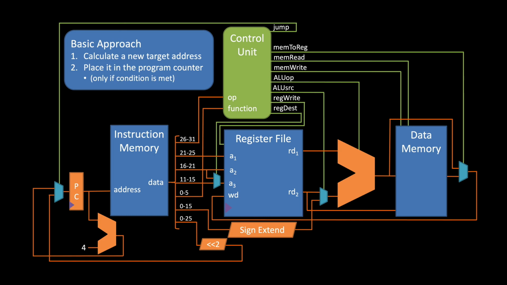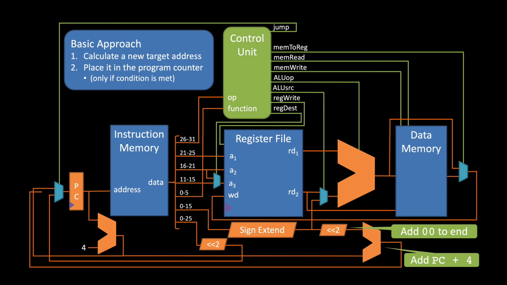To calculate the target address, we take the immediate value that contains the number of instructions away the target is, add back the two zeros that we left out, and then add this offset to the updated value of the program counter. And now we pass this value through a MUX so we can control whether or not we're taking the branch. This time, however, the MUX's selector is not simply a control wire.